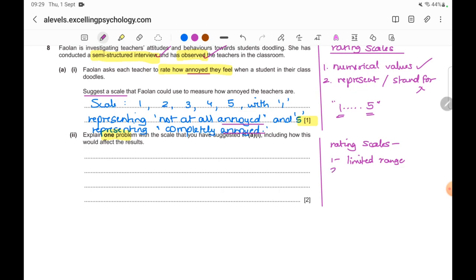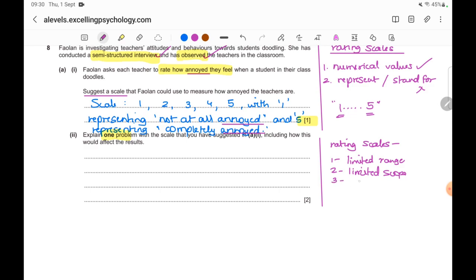That's one. Another is that it is way too objective. Objectivity is a strength, but it does not leave room for finding out more about a response. So we could talk about limited scope. If a participant has selected 5 out of 5, why? Or if he selected 1 out of 5, why? What is so annoying or what is so not annoying? We don't get details that way.